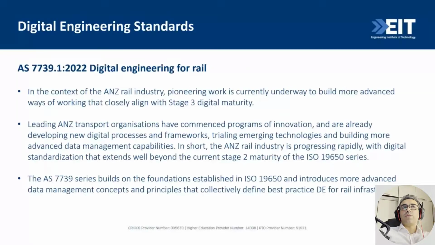So in Australia we recently developed AS 7739.1. It is under public commenting procedures and may be published in June or July as an official standard. It is specifically for rail, and it was not developed from scratch. The base of this standard is the ISO 19650 series, and it is based on what we have in the ISO standard right now.